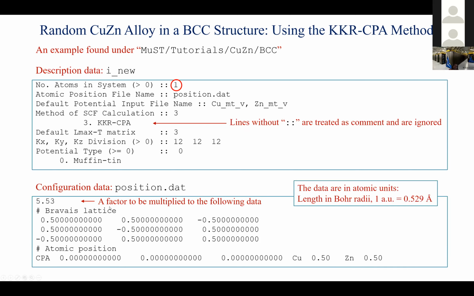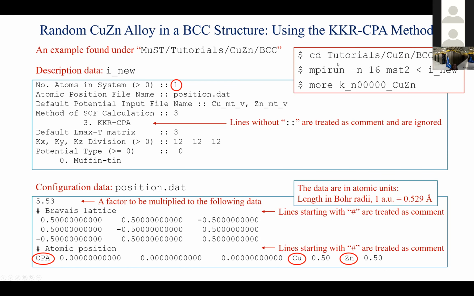Another thing I have to remember is that the numbers I'm using are in atomic units. So this number is in Bohr radii. One Bohr radius is 0.529 angstrom. So I'm using Bohr radii as atomic units. Again, a line starting with a pound sign is treated as a comment. So, okay, copper and CPA. That's already explained.